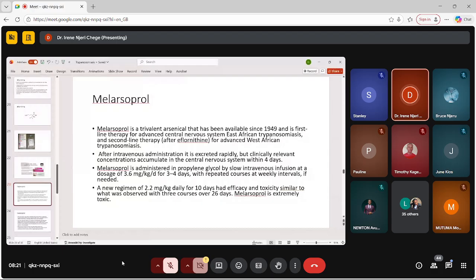I think that's all they have on melarsoprol. But let me tell you again, it crosses the blood-brain barrier. That is why it is used in late-stage trypanosomiasis. It causes, as a side effect, this reactive fatal encephalopathy in a percent of patients. That is why it is a drug of last resort. There's nothing else you can give the patient; that is when you will give melarsoprol.